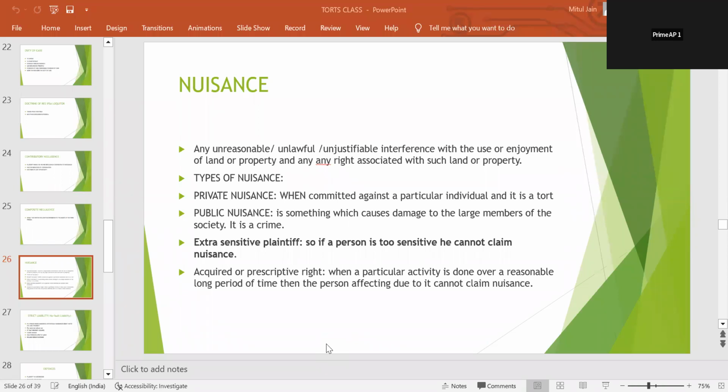दूसरा, प्राइवेट न्यूसेंस होगा कब? प्राइवेट प्रॉपर्टी पर. Can it ever happen in a public property? Yes or no? Right.